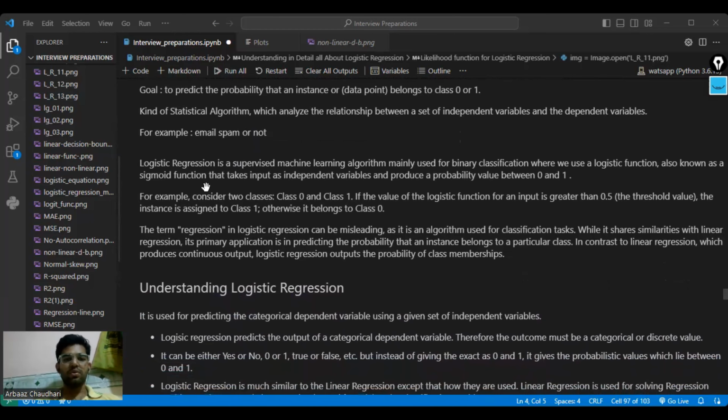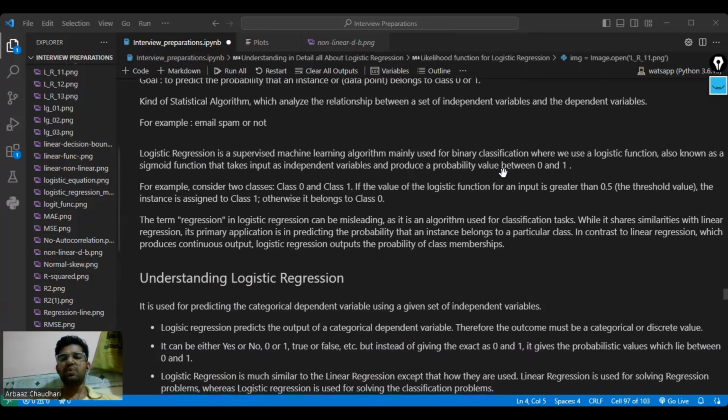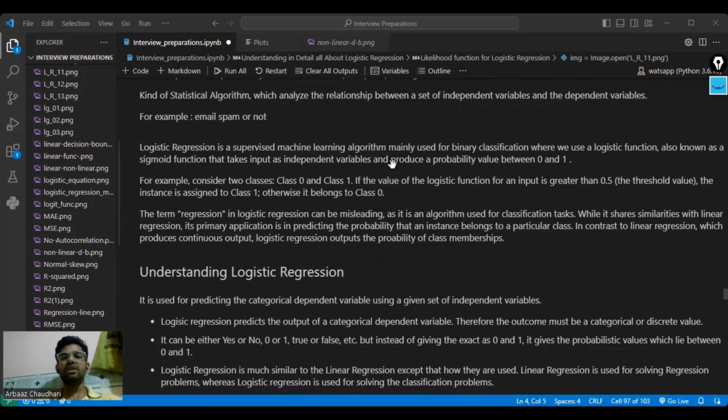Now, we have discussed all this earlier also. Logistic regression is a supervised machine learning algorithm mainly used for binary classification, where we use the logistic function, also known as the sigmoid function, that takes an independent variable as input and produces a probability with values between 0 and 1. Here it uses a sigmoid function, or logistic function, which takes a set of independent variables, x1, x2, x3, and gives the probability of that data point, which will be in the range of 0 to 1.